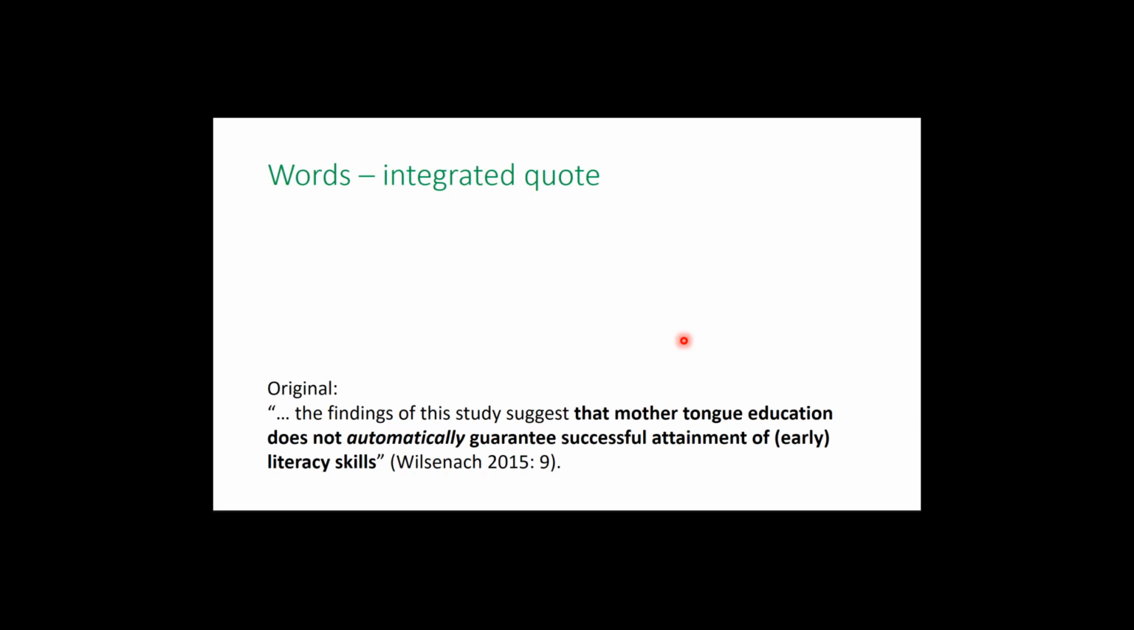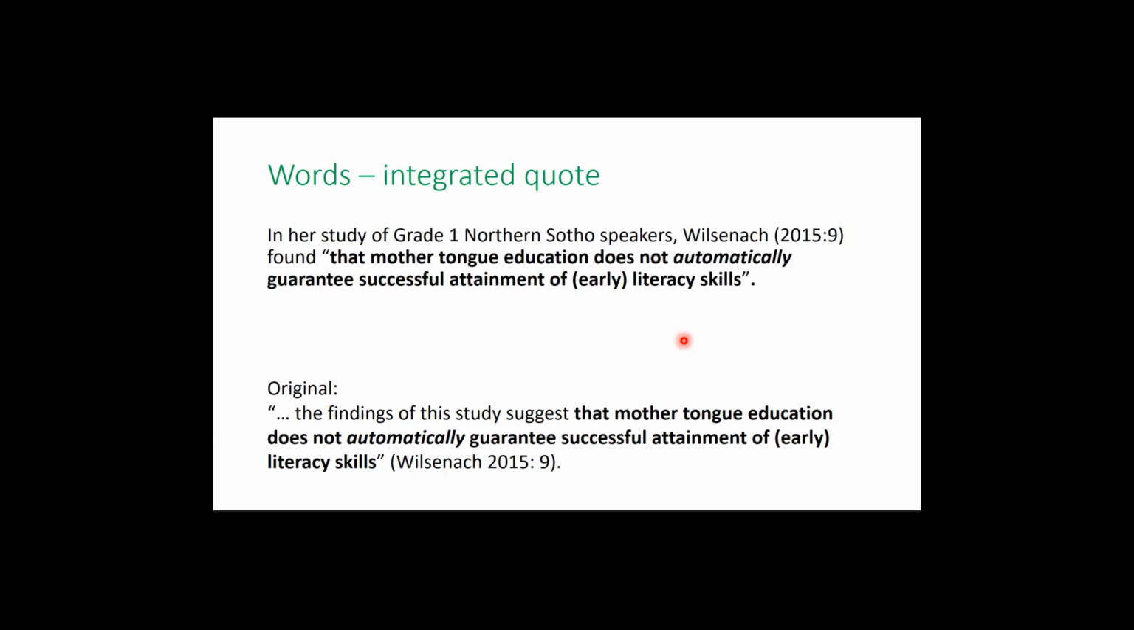Now let's see how we can integrate a quote. So I still want to use the exact same words of the author, but I want to talk about it as well. So it's the same quote. I say, in her study of grade 1 Northern Sotho speakers, Wilsonach found that mother tongue education does not automatically guarantee successful attainment of early literacy skills. So this is a good citation of a direct quote within a paragraph.